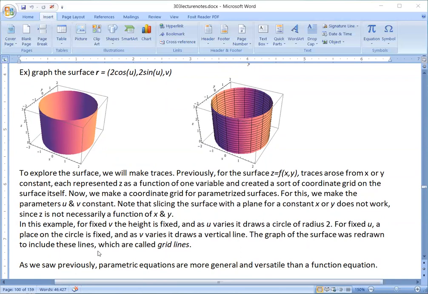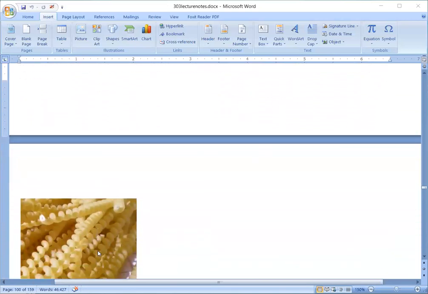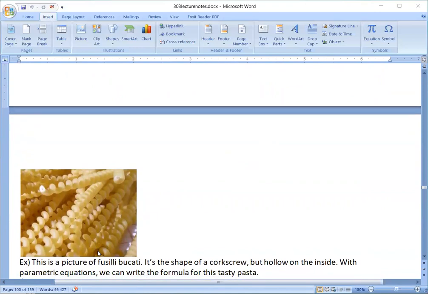So hopefully that example was a little generalized because z is clearly not a function of x and y when you finally graph it. But hopefully relatively simple, so you could still catch on to what the grid lines were. So now we're definitely going to kick it up a notch. So here is a picture of fusilli bucati. This pasta is in the shape of a corkscrew, but it's hollow on the inside. With parametric equations, we can write the formula for this tasty pasta.